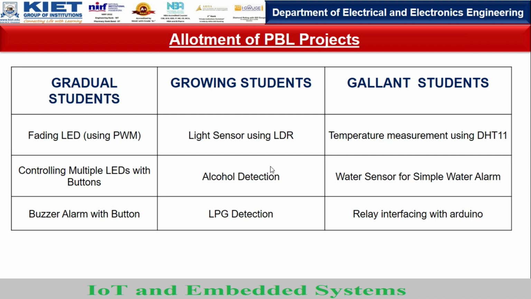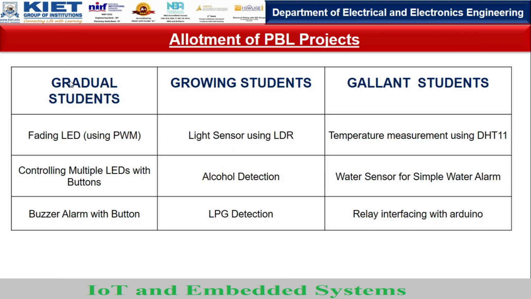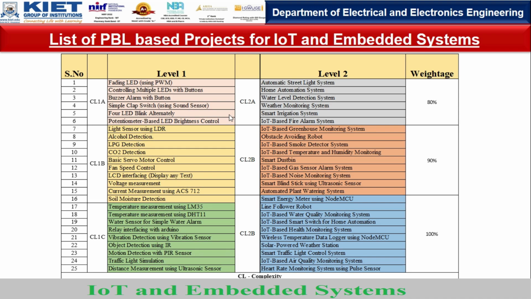Over here we have some categories of students: graduate students, growing students and gallant students, and there are two levels in which some basic projects are there. Level 1 is the basic level, level 2 is the advanced level. We divide all these projects into 3 categories based on graduate, growing and gallant students. You select a basic or advanced project in a group of 4 for mid semester examination 1 and mid semester examination 2, which carry 20 marks.